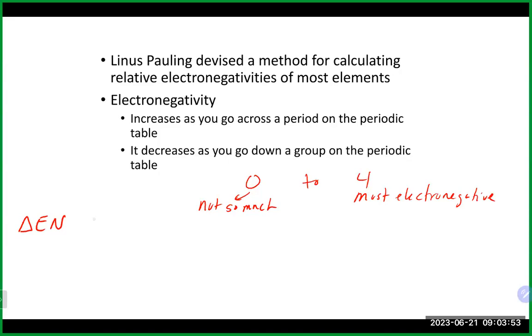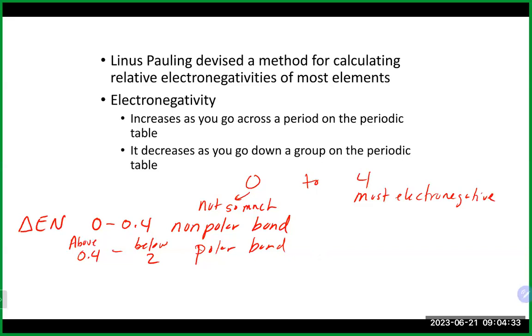If you do that and get somewhere between 0 and 0.4, that is usually considered a nonpolar bond, which means essentially there will be equal sharing of electrons. It will be neutral in a sense. There will not be a positive side or a negative side to that bond. If you get a difference above 0.4, like 0.5, to below 2, that usually results in some type of polar bond. That means those atoms share the electrons unequally, creating a side that's more positive and a side that's more negative. And typically, above 2 is usually ionic, which means there would be no sharing of electrons. There would be a transfer of electrons.